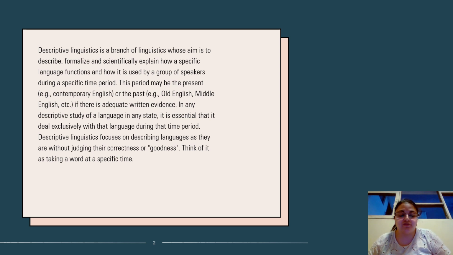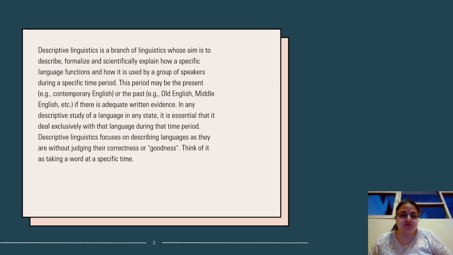a specific language functions and how it is used by a group of speakers during a specific time period. This period may be the present, contemporary English, or the past, such as Old English or Middle English, if there is adequate writing evidence. In any descriptive study of a language in any state, it is essential that it deals exclusively with that language during that time period.